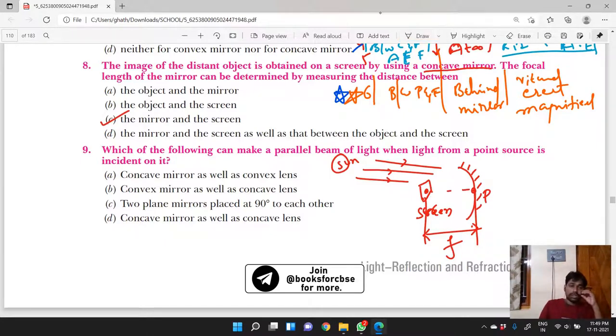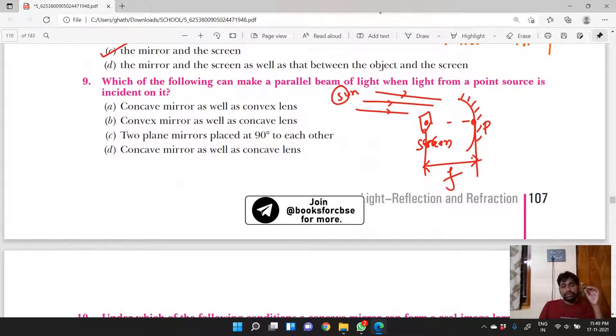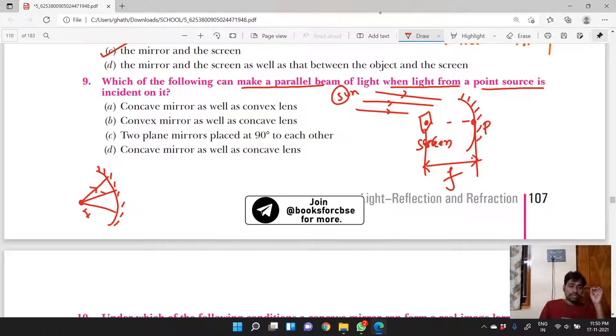Next question, number 9. Which of the following can make a parallel beam of light when light from a point source is incident on it? Whenever an object is placed in front of the concave mirror at the focus, a ray of light passes through the focus, then the rays are parallel to the principal axis, meaning the concave mirror will send a parallel beam of light when a point source is placed.